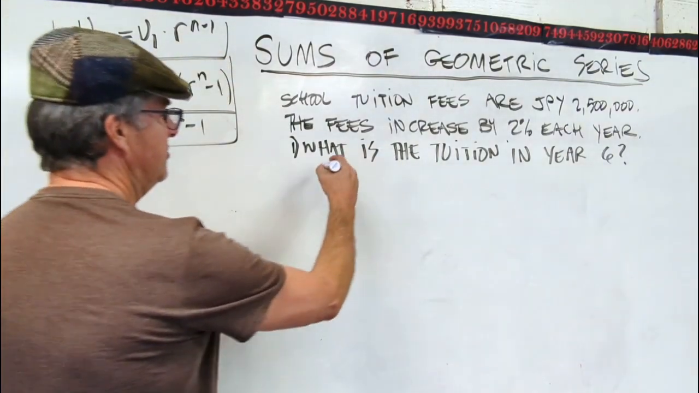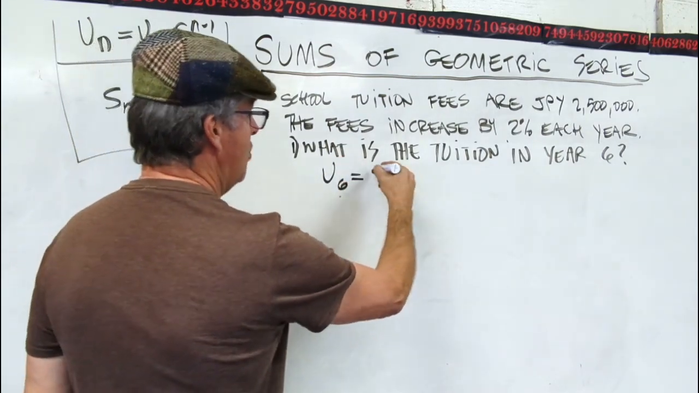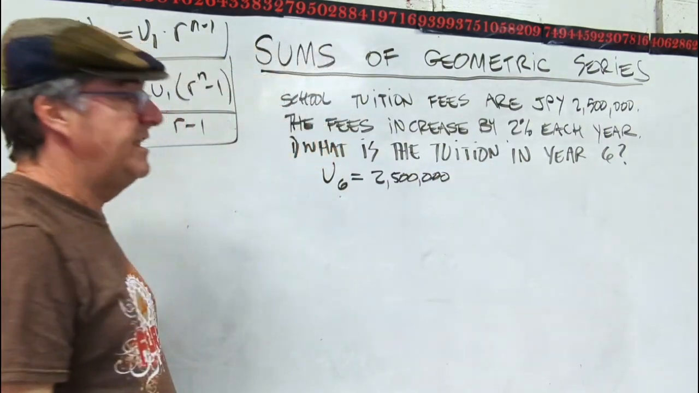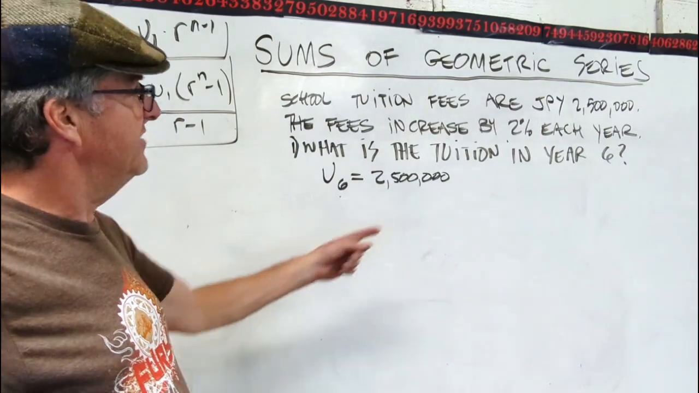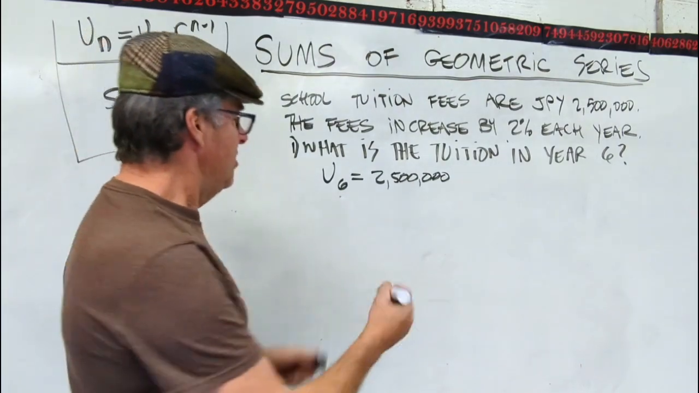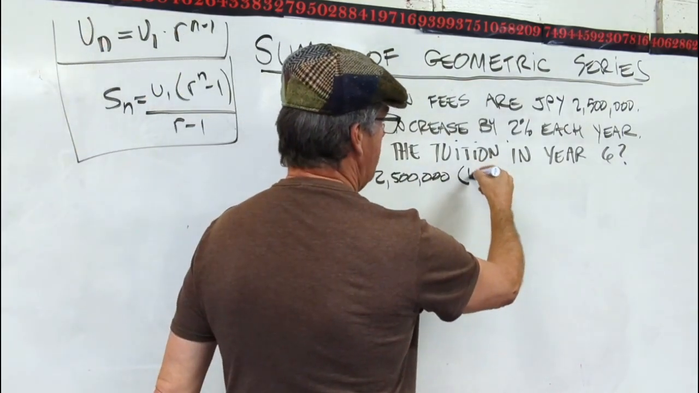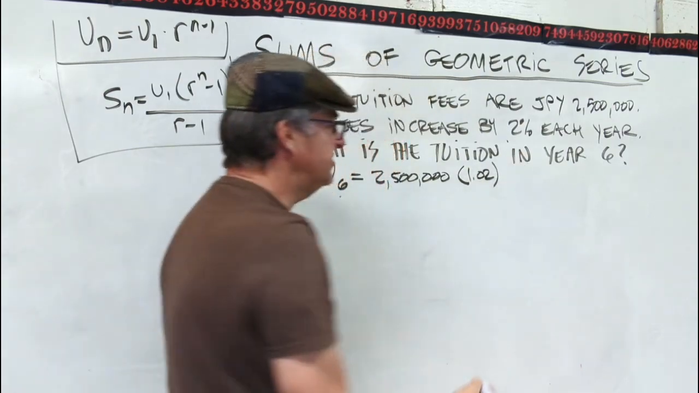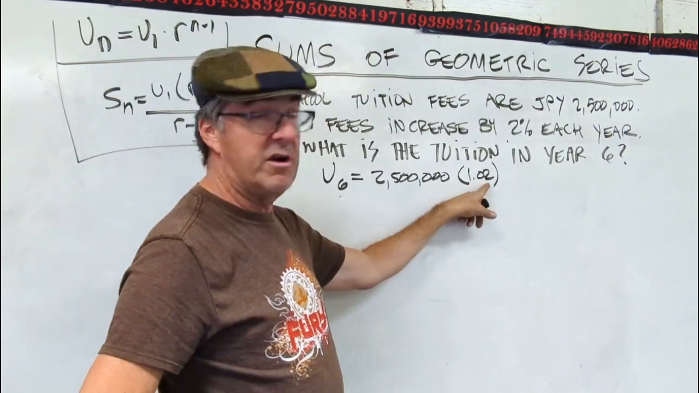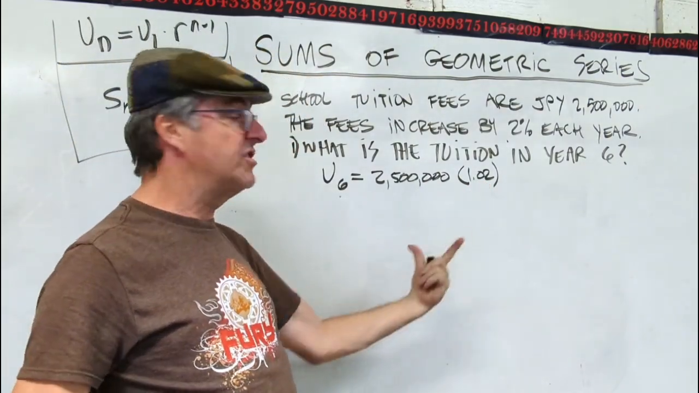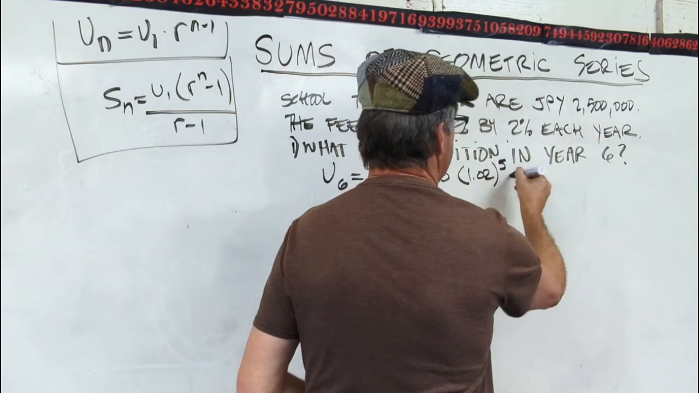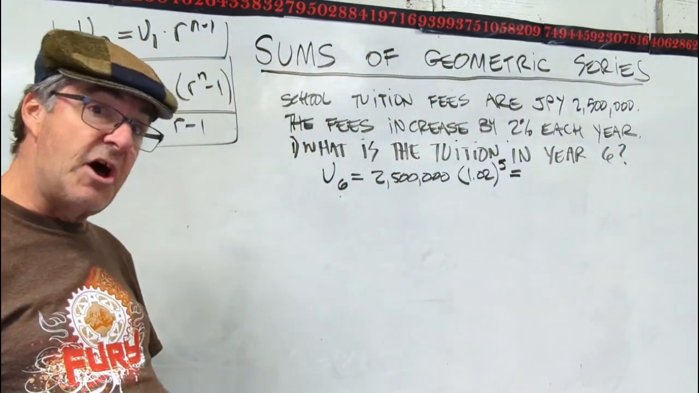So we're going to do u6 equals u1, which is 2,500,000, times r. Now, we have to remember what r is in this case. 2% is the actual increase. So to get the next term, we have to keep the 1 in there. So that's 1.02. The 1 is going to keep this 2,500,000, and the 0.02 part is going to add 2% of that to the number. So that's our r, and then n minus 1 in this case would be 5. So go ahead, pull out your calculator, crunch the number, see what you get.